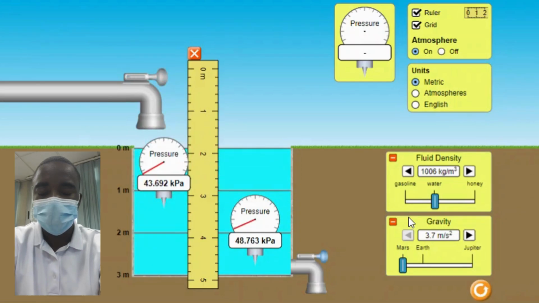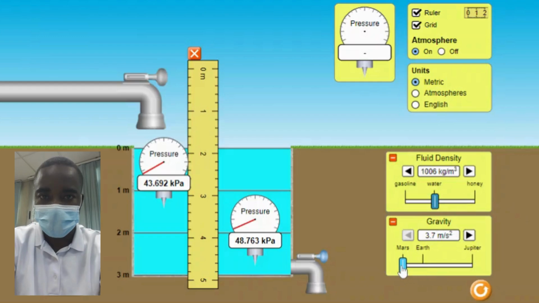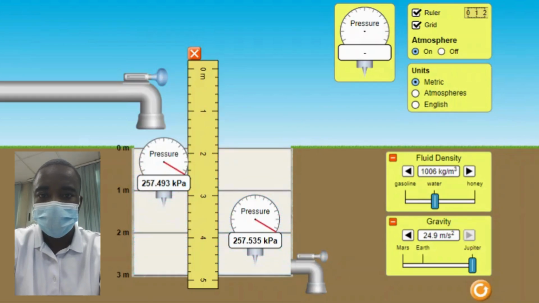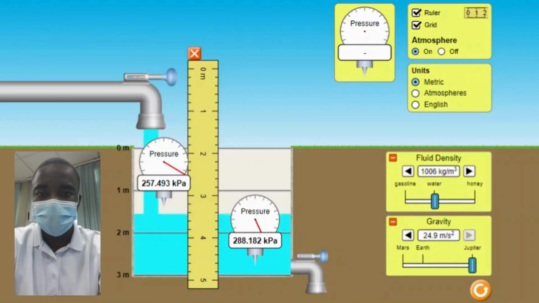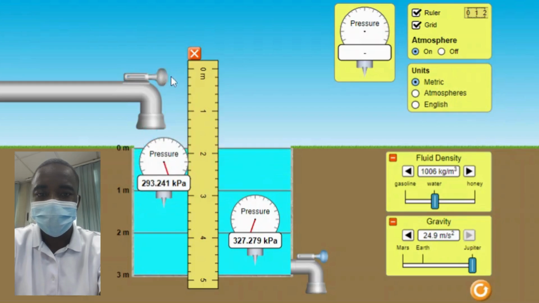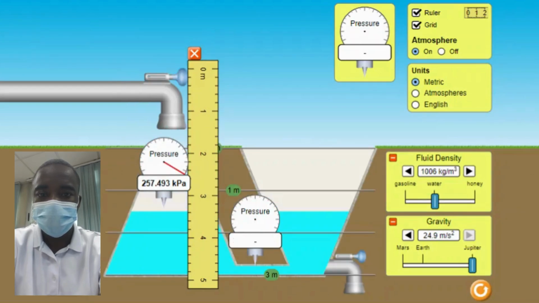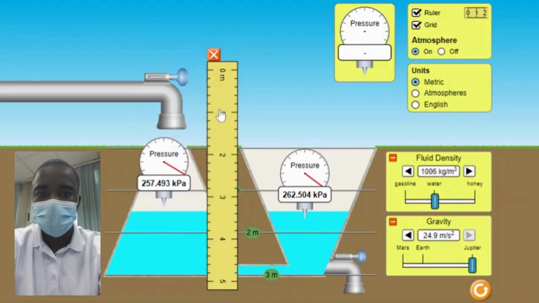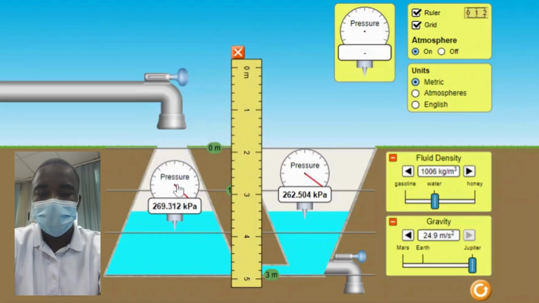The Under Pressure simulation is a valuable educational tool that brings the principles of fluid pressure to life through an interactive and engaging context. By allowing students to explore how pressure changes under and above water as they vary fluid density, gravity, container shapes, and volume, the simulation provides a hands-on learning experience that enhances understanding of this fundamental concept. This interactive approach not only makes learning more enjoyable, but also fosters critical thinking, problem-solving skills, and a deeper appreciation for the relevance of fluid pressure in the real world.